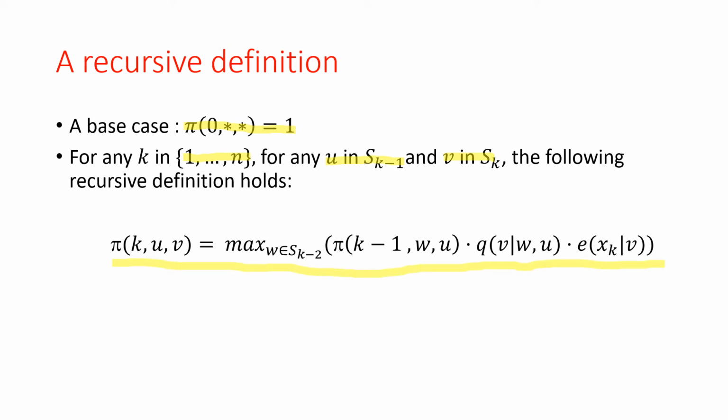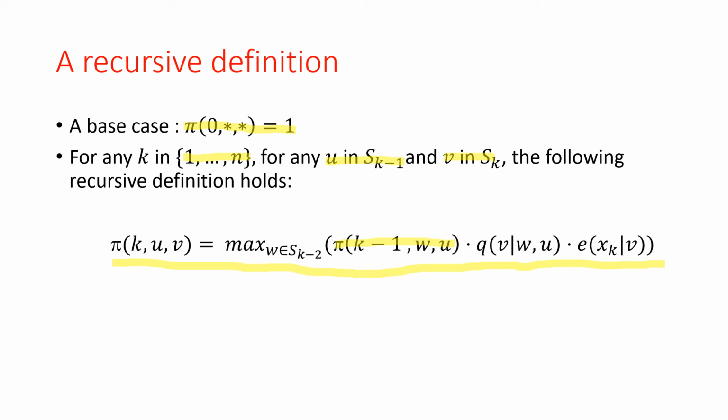This definition is recursive because it makes use of this term, pi of k minus 1, w and u, which is computed for shorter sequences. This definition is the key to our dynamic programming algorithm. How do we justify this recurrence? So recall that pi of k, u, and v is the highest probability for any sequence y_-1 up to y_k, ending in the bigram u, v.